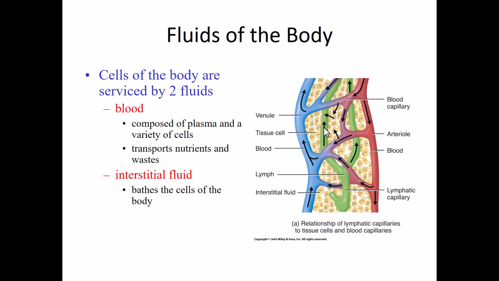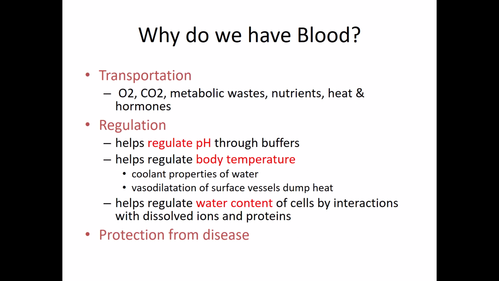lymphatic capillary. So blood plasma is different than interstitial fluid in composition because it contains large plasma proteins confined to the bloodstream, but interstitial fluid and lymph are identical in composition. Interstitial fluid is just what we call it around the cells, and once it enters the lymphatic capillary, it is known as lymph.